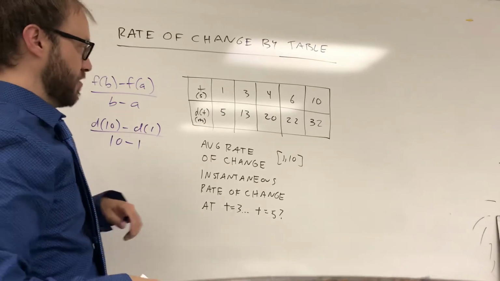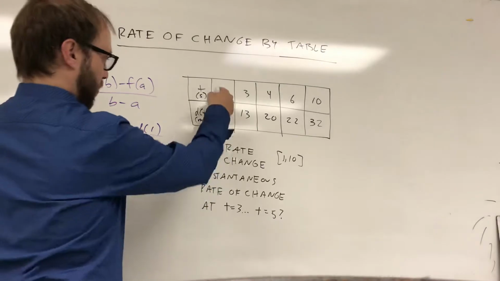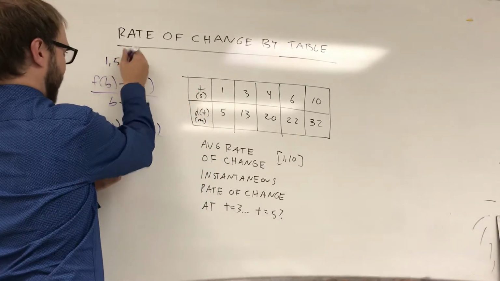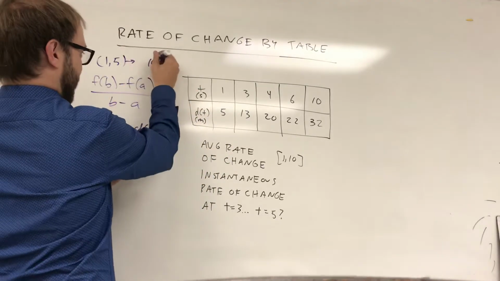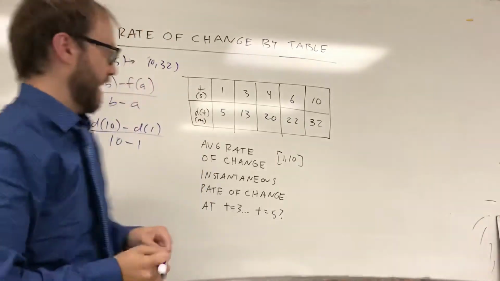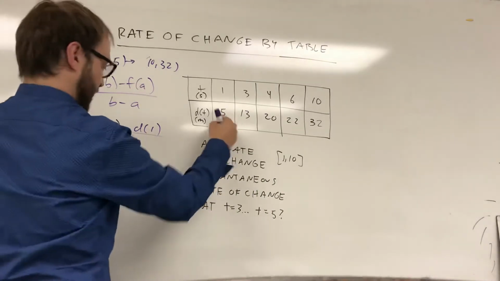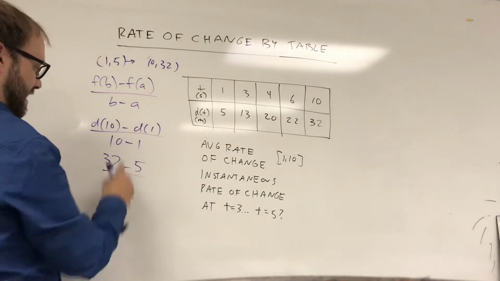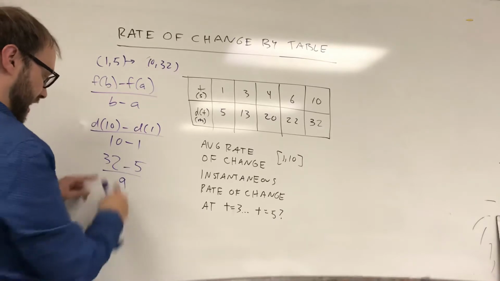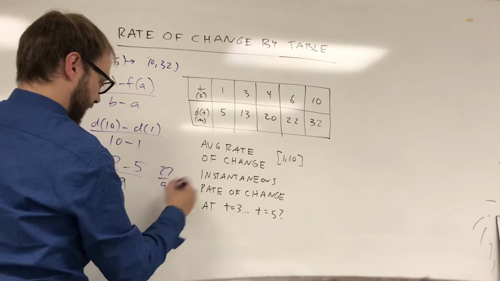And we can just substitute all this in. Or if you want to think about it a different way, we're really just finding the slope between the point (1, 5) and the point (10, 32), okay? Just using function notation here, okay? So d of 10 is 32, d of 1 is 5, okay? And 10 minus 1 is 9, okay? On top here we get 27, and it's being divided by 9.